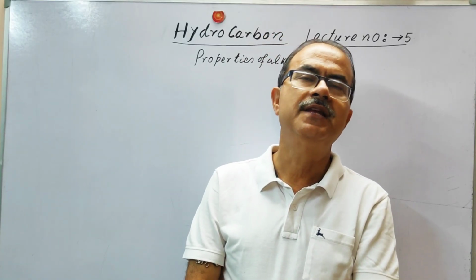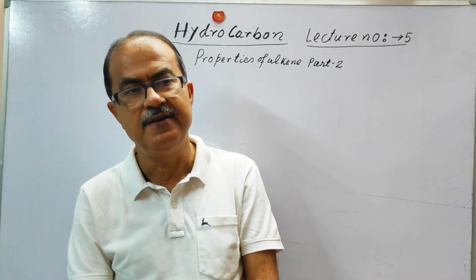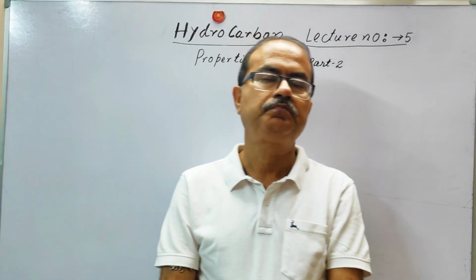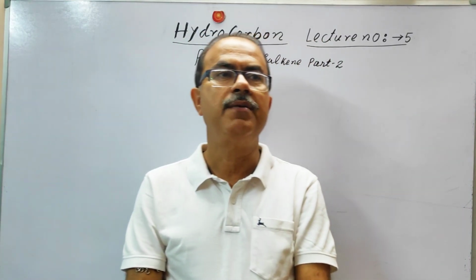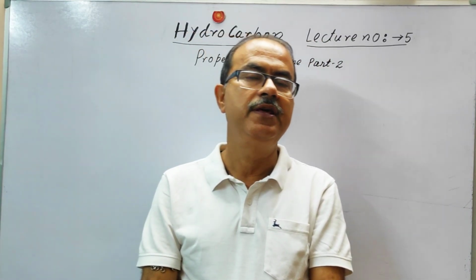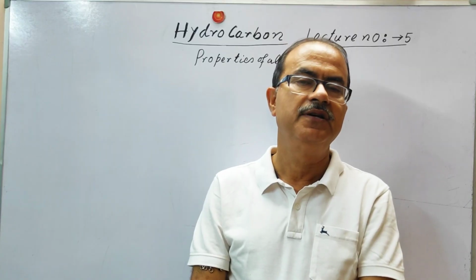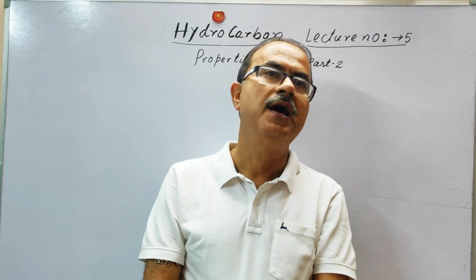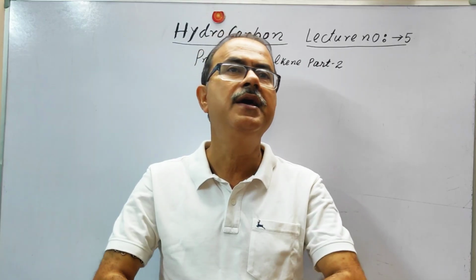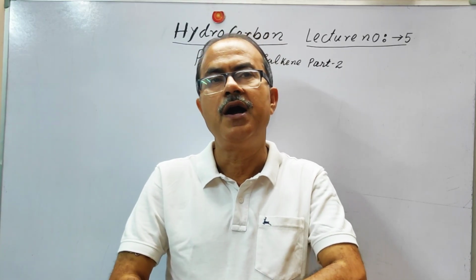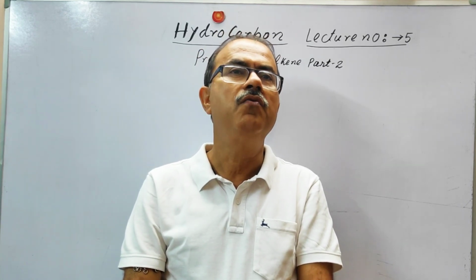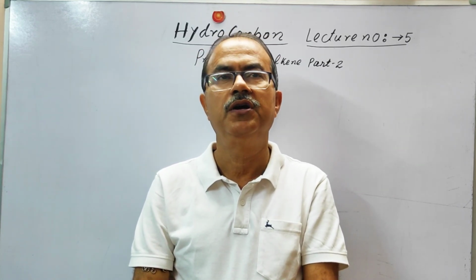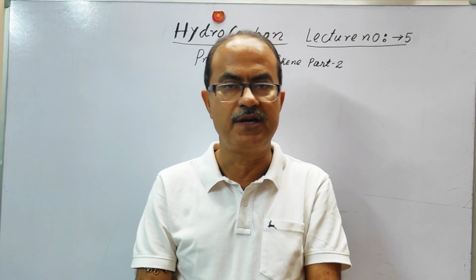So in the last lecture, if you recollect, we discussed 3 very important reactions: the addition of dihydrogen, addition of halogen, and addition of hydrogen halides or halogen acid to the alkene. And now from the 4th reaction onwards we will discuss.